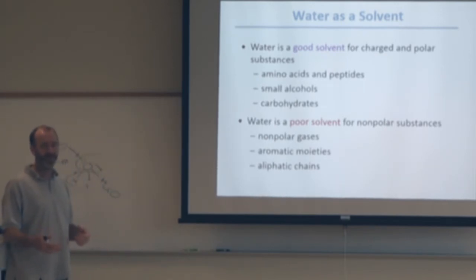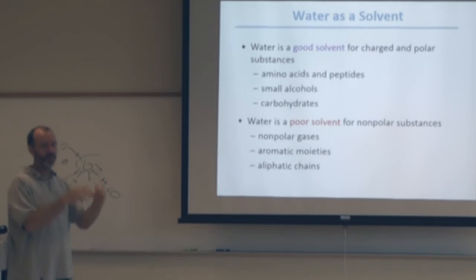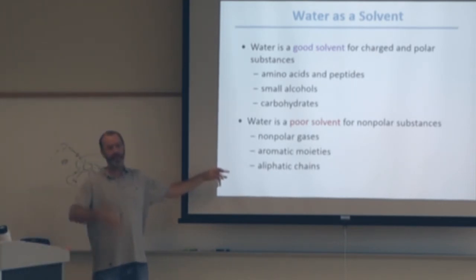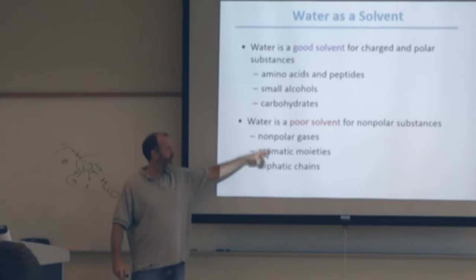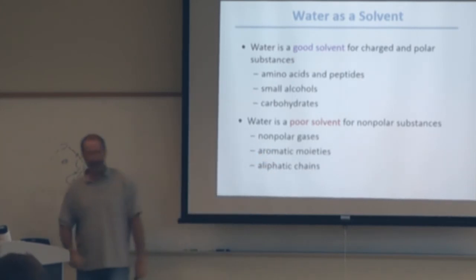What water typically does is form a structured lattice around those substances, like aliphatic chains, which is a decrease in the entropy of the water, because it has to be highly ordered and structured around an aromatic moiety, a nonpolar gas, or an aliphatic hydrocarbon chain.